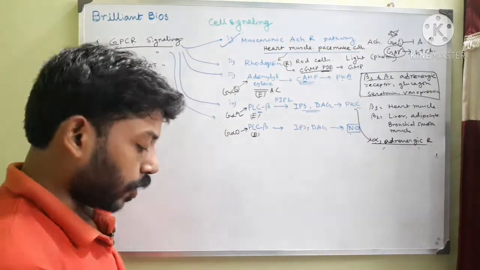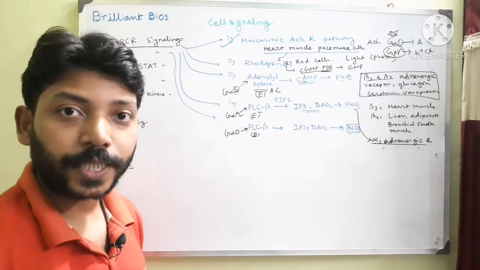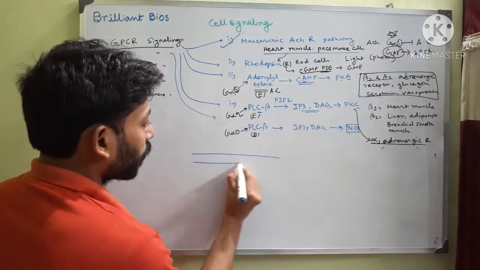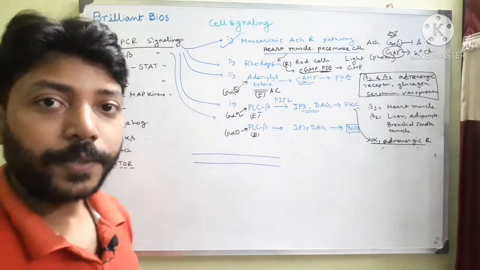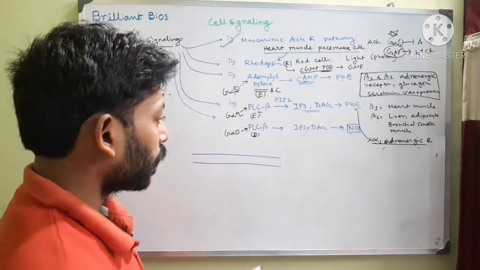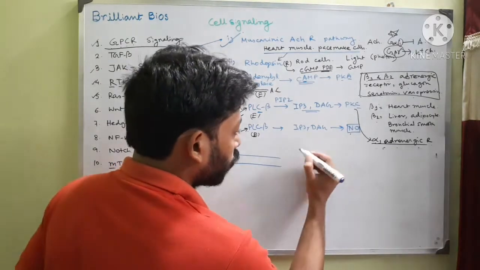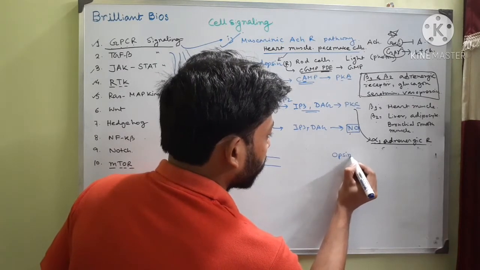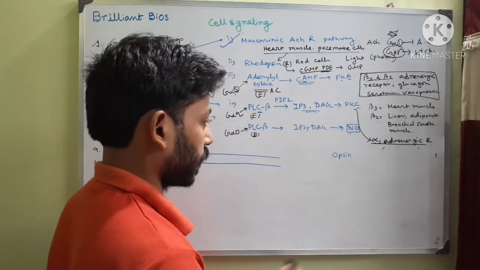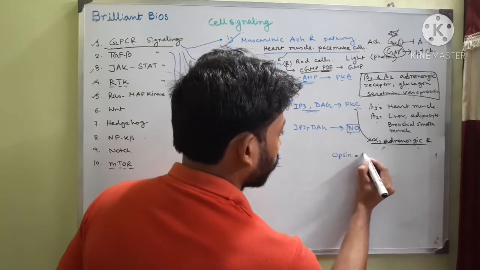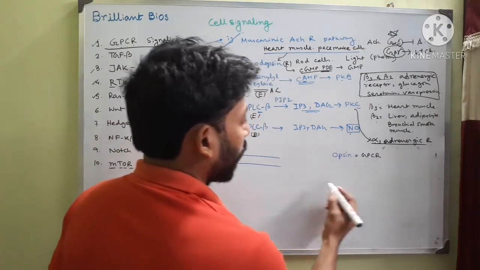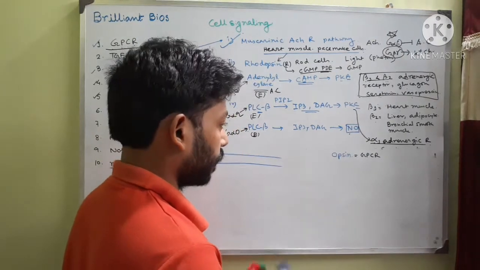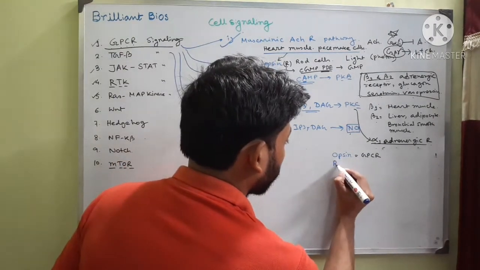So in the rod cells there is a G protein coupled receptor present in a membrane. Let's assume this is a plasma membrane. This rhodopsin is actually the G protein coupled receptor. The rhodopsin protein can be divided into two components. One is called opsin, which is the main G protein coupled receptor. Opsin equals the G protein coupled receptor. And rhodopsin contains another component called retinal. This is the light sensitive pigment retinal.